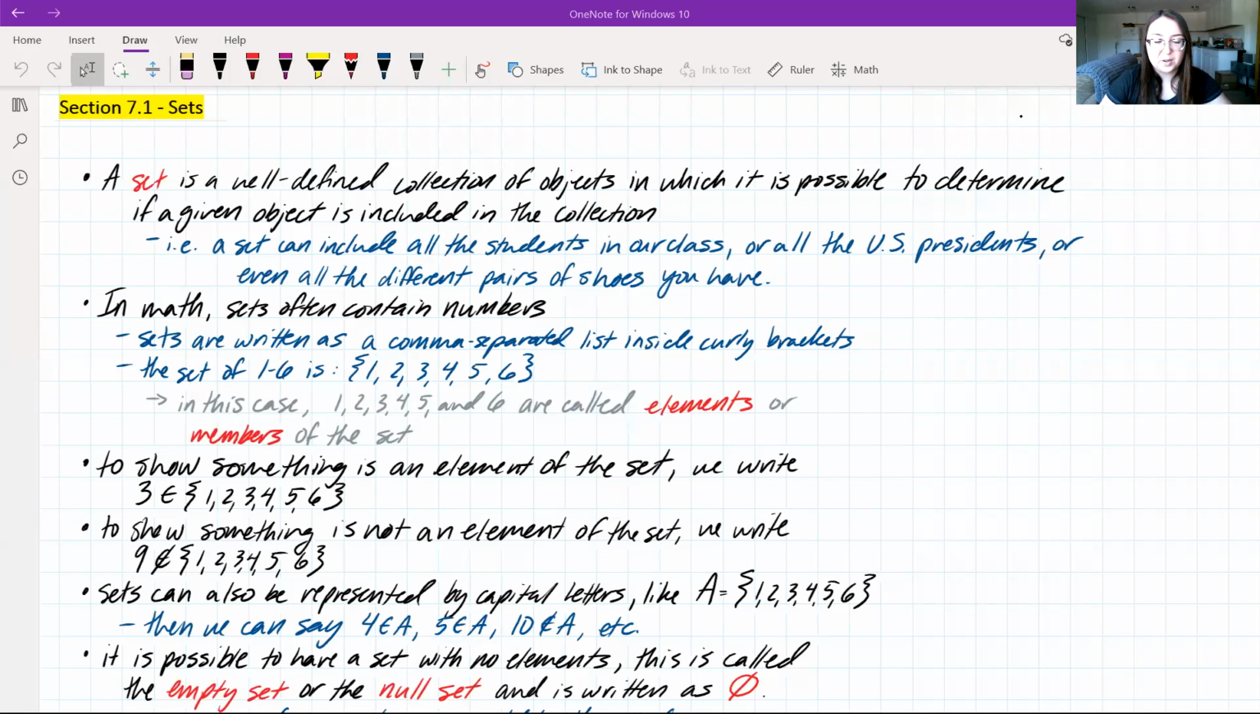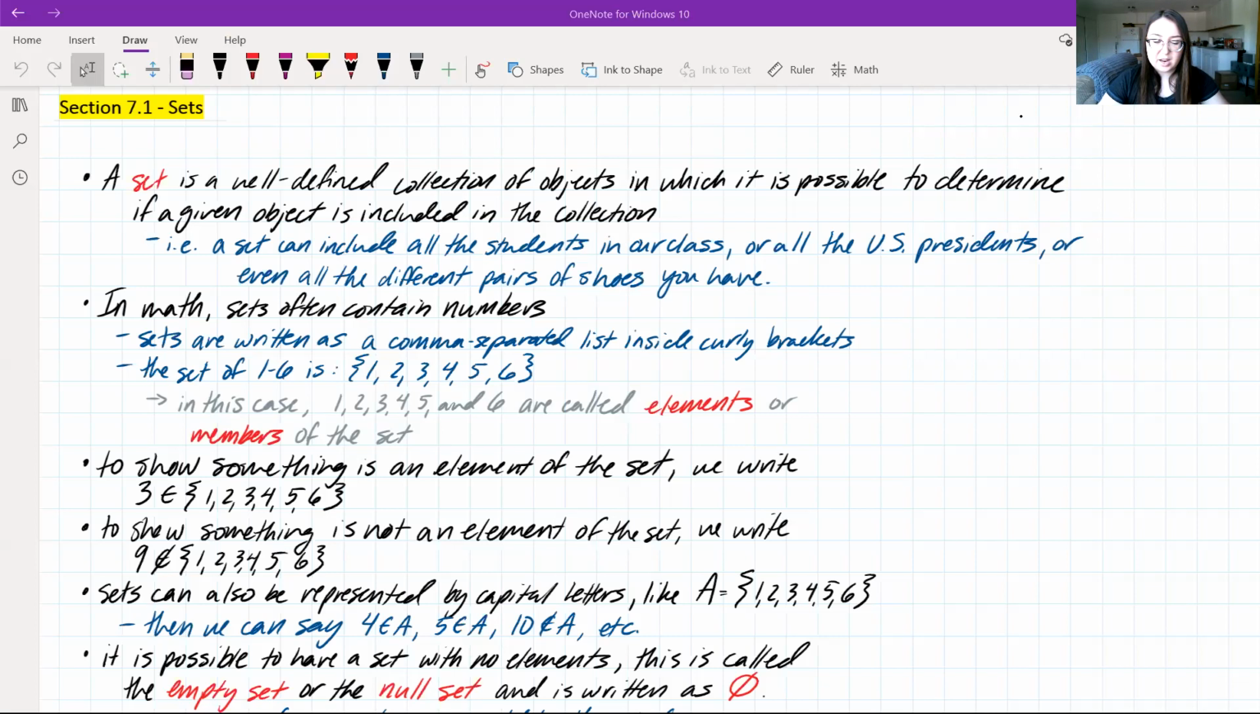So a set is a well-defined collection of objects in which it is possible to determine if a given object is included in a collection. As an example, a set can include all the students in our class, or all the US presidents, or even all the different pairs of shoes you have. A set can be thought of as any real category that you can think of. In math, sets will often contain numbers, which is pretty explanatory since we're in a math class. So our sets will contain numbers.